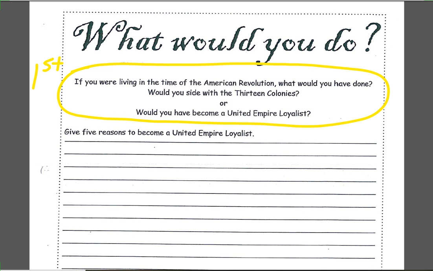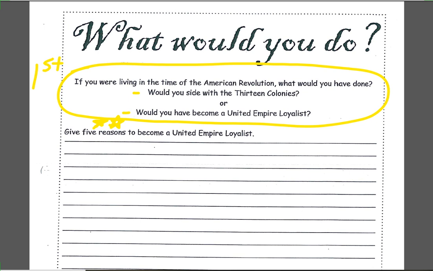First, you'll do that. If you were living in the time of the American Revolution, what would you have done? Would you side with the 13 colonies to be part of the United States? Or would you have become a United Empire loyalist and stayed true to the British flag and the British crown and basically become a part of Canada? So, would you choose this or this? And now you can answer that right beneath the questions here where I've done a little messy star there. Okay, you can answer that right there. So it shouldn't be too long of an answer, just answer what you would do.